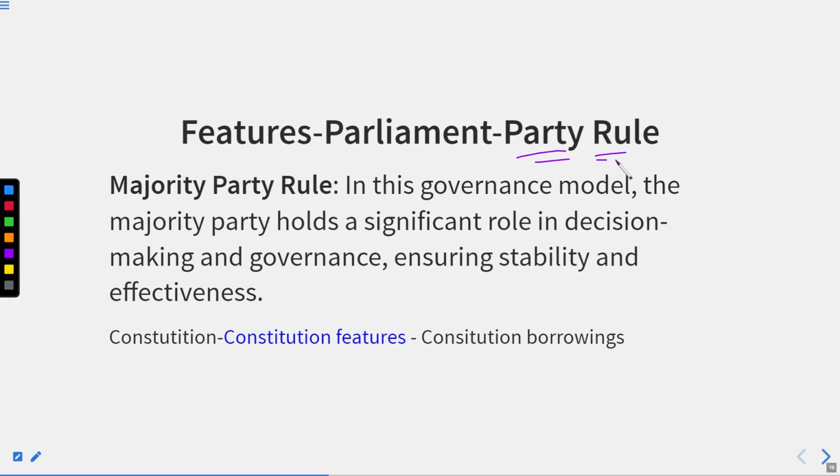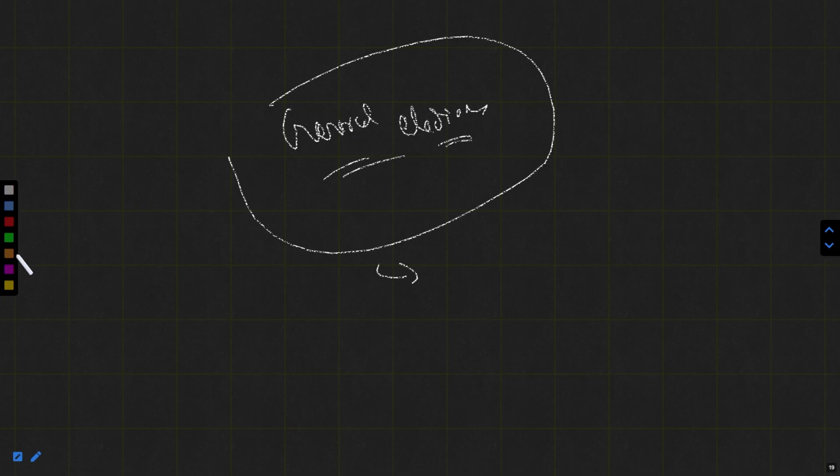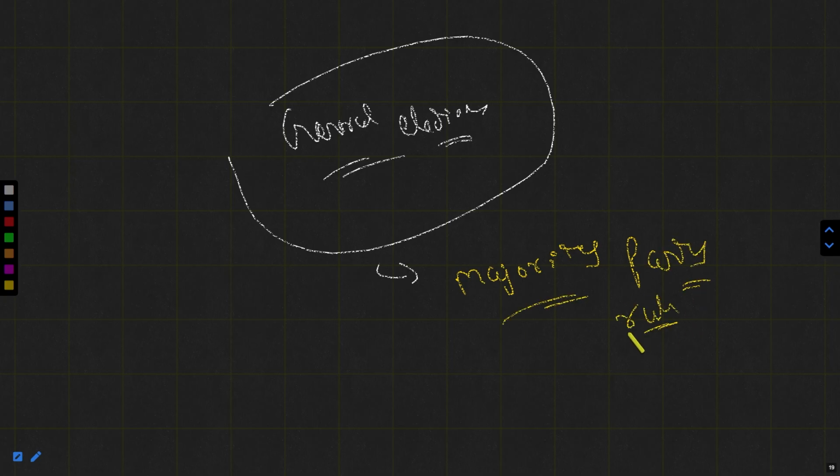Thereafter, we have the party rule. What do you mean by it? Majority party rule. In this governance model, the majority party holds a significant role in decision making and governance, ensuring stability and effectiveness. Basically, let me tell you, in India, during the general elections, we have the majority party rule. What do you mean by it?